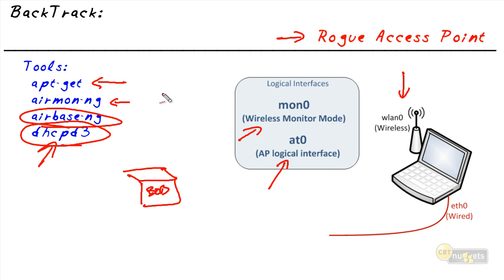Maybe we call it free Wi-Fi. We'll make it really attractive. We can call it whatever we want. So we broadcast that out. Bob associates with that access point, which is really us.